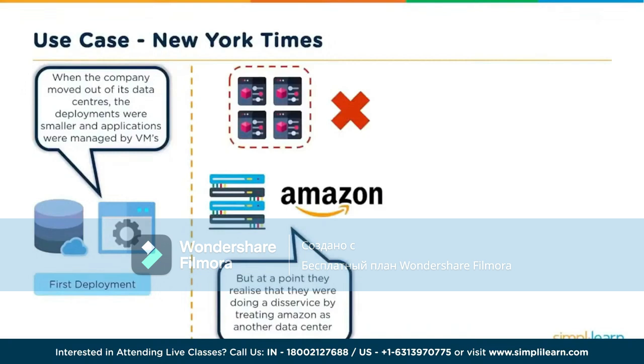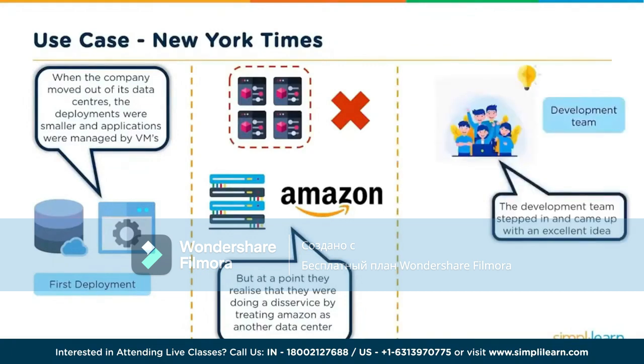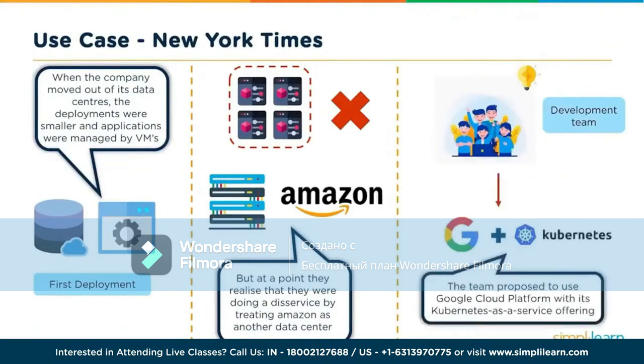However, their first step of using the cloud, and this is, I think, typical for a lot of companies, is that they treated the cloud hosted provider in the same way as they would a data center. And at some point, they realized they had to make a change. This is where the development team came in and said, how about we stop thinking of our solutions as a data center, even though they're being run in Amazon, and start thinking of them as cloud-first solutions. What they proposed and ended up doing was using Google Cloud Platform with Kubernetes as a service to provide greater efficiency.